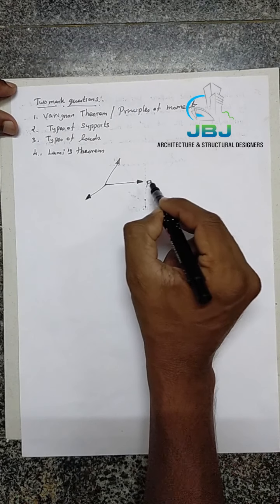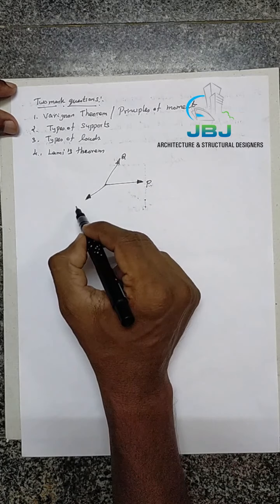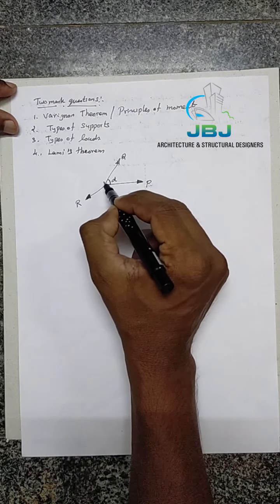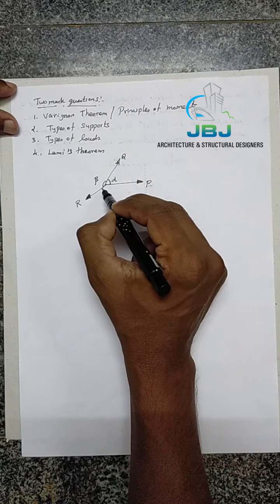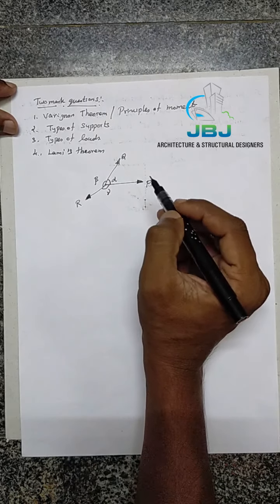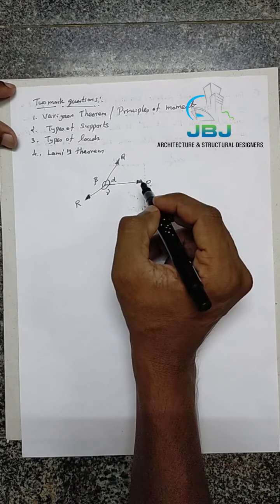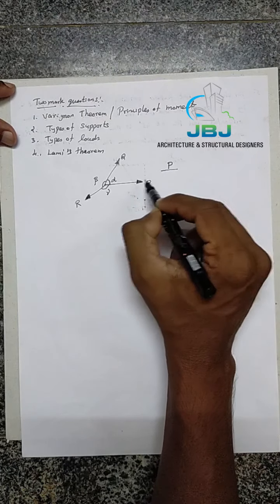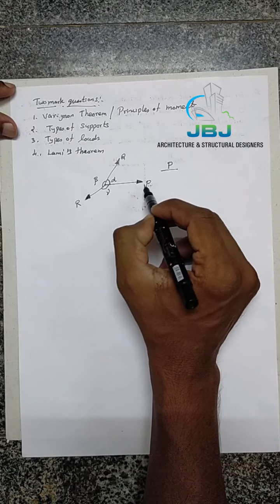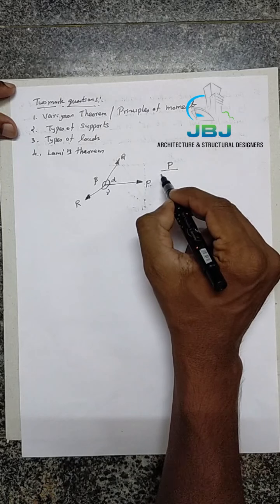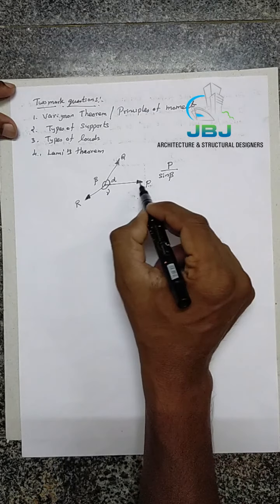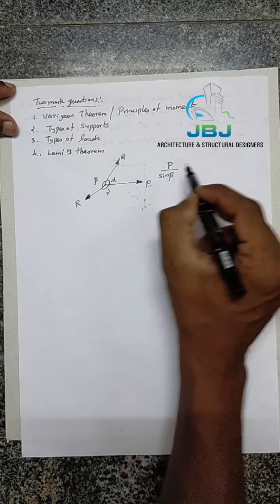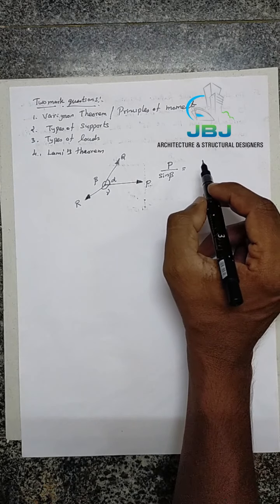Here the first force is P, the second force is Q, the third force is R. We can say the angle between the two forces: this is alpha, this angle is beta, and this angle is gamma. Simply, Lami's theorem is P, that's the force, divided by this opposite angle, sine beta. This force divided by this opposite angle. This is only for formula reminders.